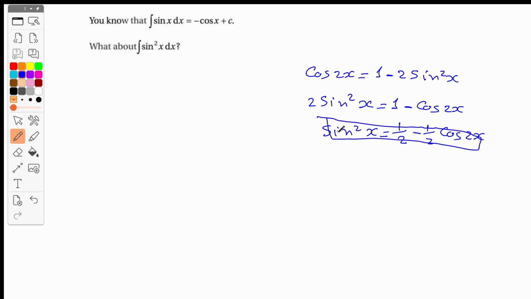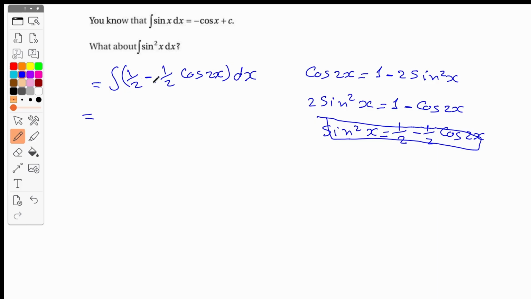We need sine squared x equals half minus half cosine 2x. Now let's plug this value in here. So the integral of sine squared x dx can be written as the integral of the quantity half minus half cosine 2x, dx. Now let's integrate.